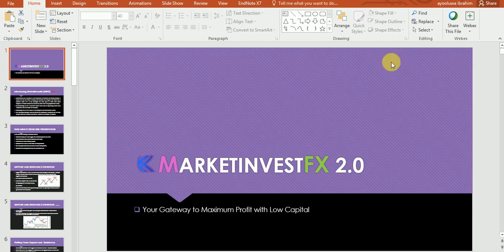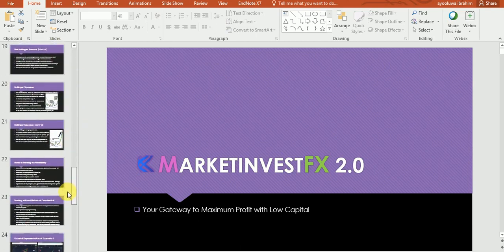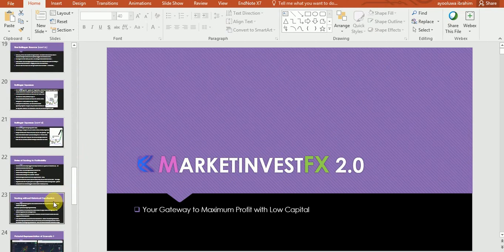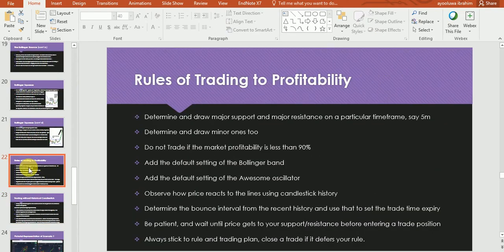So I will scroll and move over to slide number 23, and I will take you through what you need to know. Basically, there are rules to trading binary options to profitability. And this set of 9 instructions right here is everything you need to know about trading to profitability. The first rule is to determine and draw your major support and major resistance on a particular time frame.